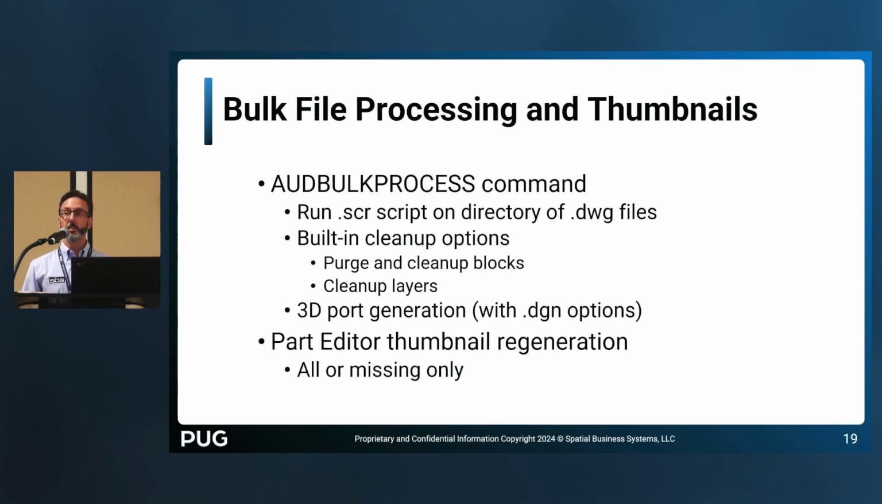Another new command is the AUD bulk process command. So in its simplest form, this can just be used to run an SCR script on a selected directory. That's probably the simplest way to use this command. If you need to run a script on, say, a blocks directory and perform a bunch of common processing on it, this command can just be kind of handy for that. Define a script, select a directory, and it will run that.